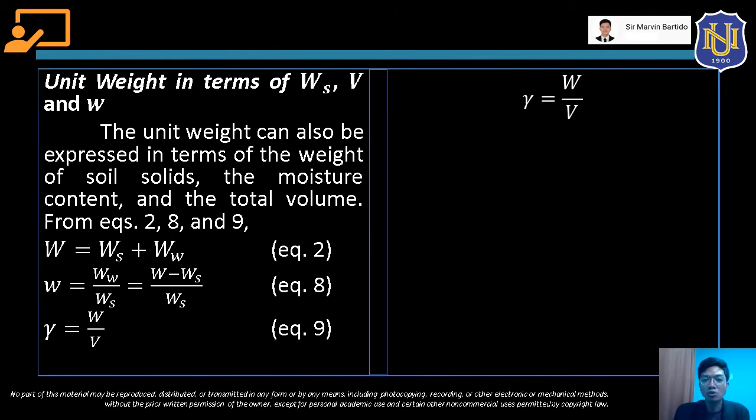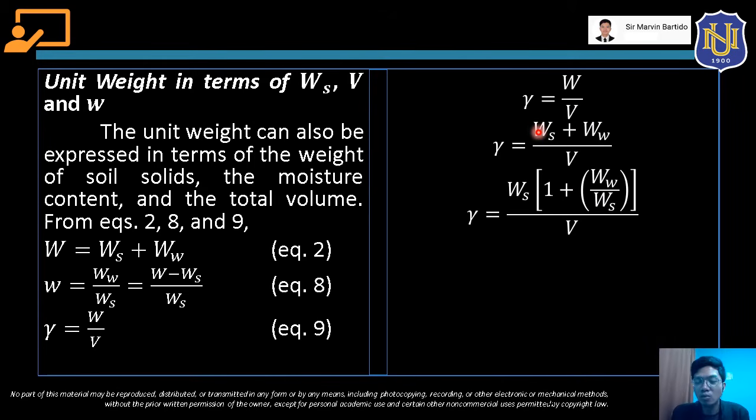Okay, so to derive the formula here for unit weight class, in terms of W sub S, V, and w, let's say for this formula class, W or the total weight, we can express this as W sub S plus W sub W, right? Okay, so we are going to rewrite it this way. And then also class, we can rewrite W sub S plus W sub W like this. Okay, so we factor out W sub S here, and then this will be multiplied by 1 plus W sub W over W sub S.